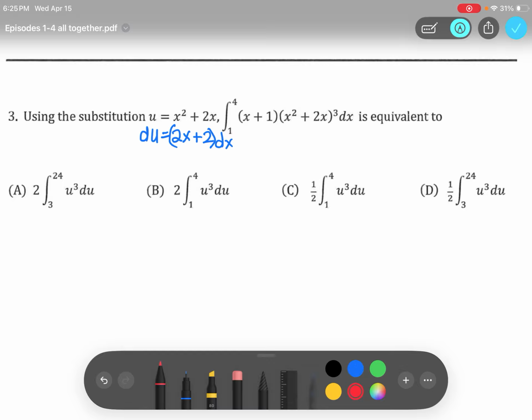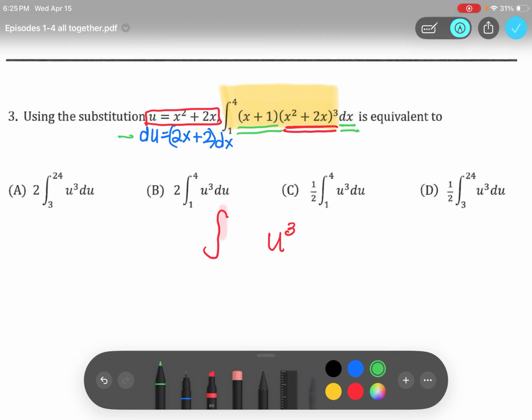Okay, so my goal is going to be to rewrite this using only the letter U. So I'm changing my variable. So I've got an integral. Instead of this, I'm going to replace it with U. So instead of this piece, I'm going to write it as U cubed. Then I've got to figure out what am I going to replace x plus 1 and dx with.